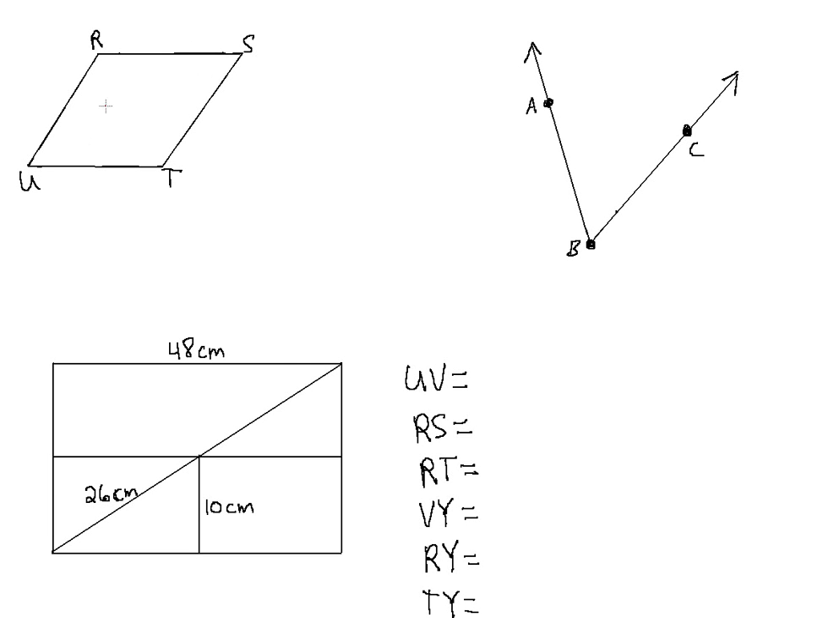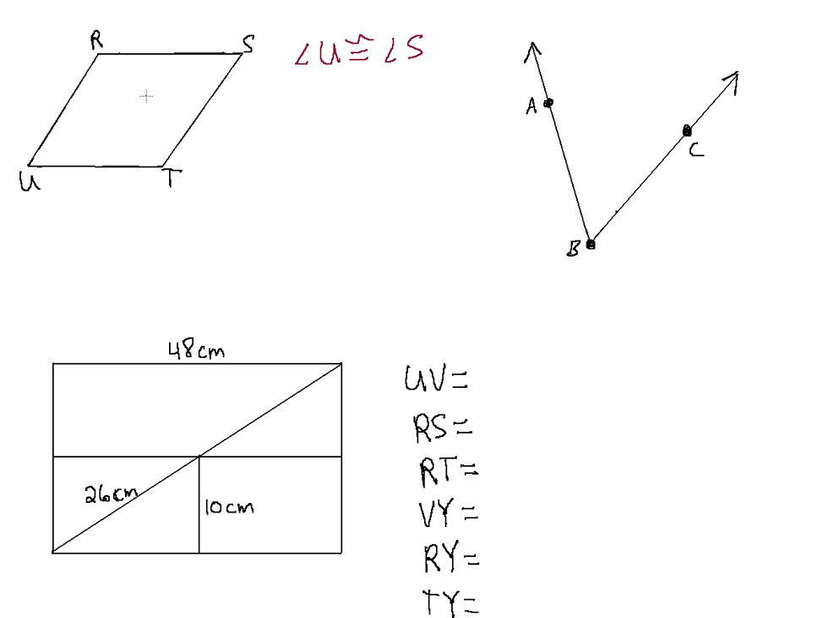Welcome back. Let's take a look at this figure right here, this RUTS figure. And we want to label a few pieces of information. We want to show that angle U is congruent to angle S. So we're looking at this angle here and this angle right here.